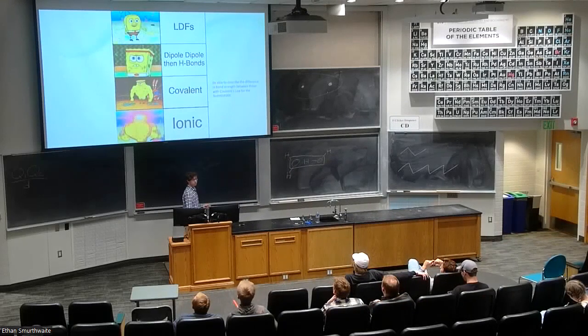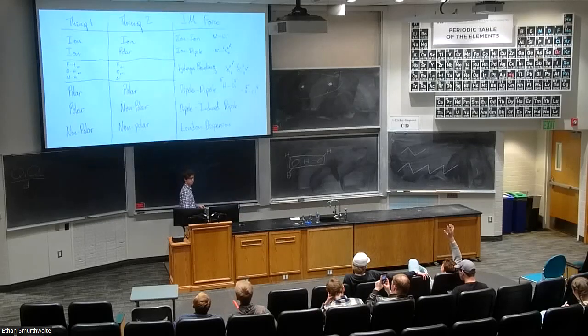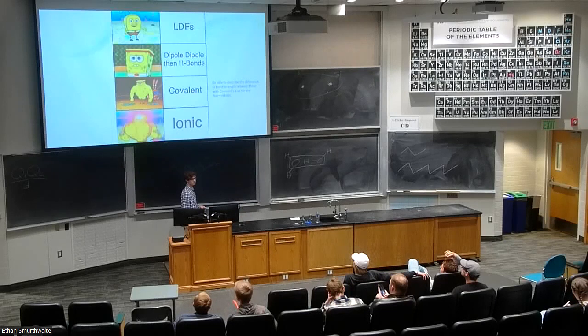It's bigger. You should be able to describe these in bond strength, the difference in bond strength between these with Coulomb's law for the test. Okay. Yes, I thought covalent wasn't that strong. Covalent is stronger than intermolecular force. Ionic is stronger than covalent. Okay.